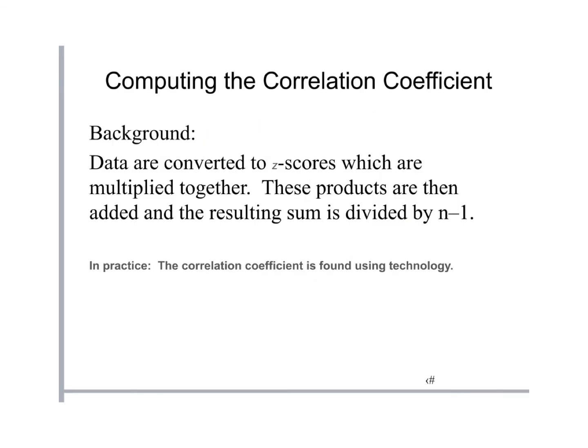So how to compute the correlation coefficient, or the R value? Well, data is converted to z-scores, which are then multiplied together. These products are then added, and the resulting sum is divided by n minus 1.